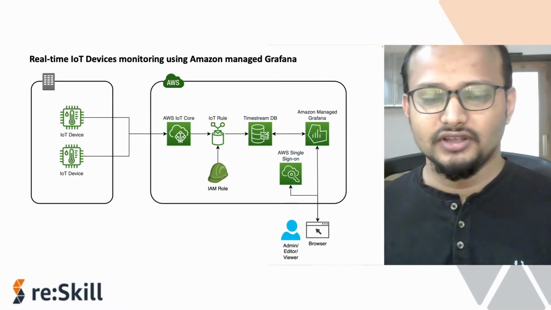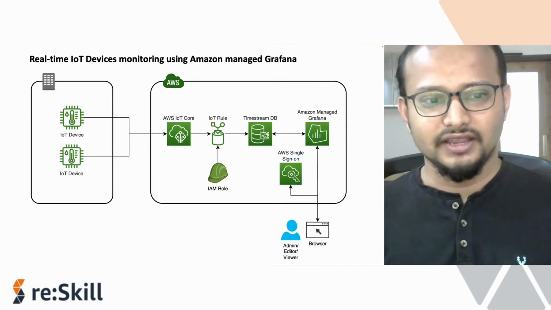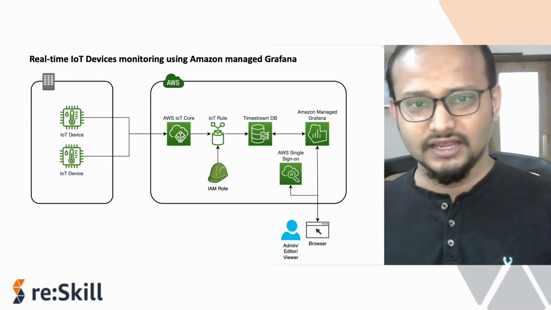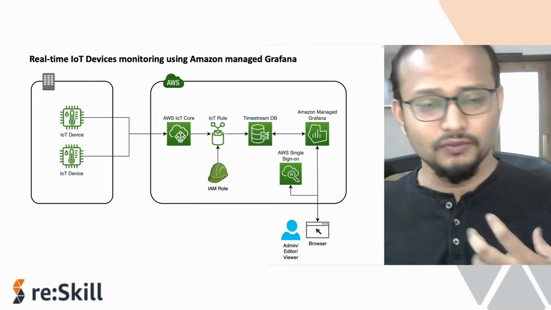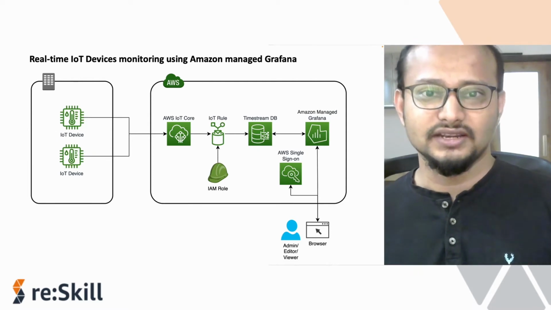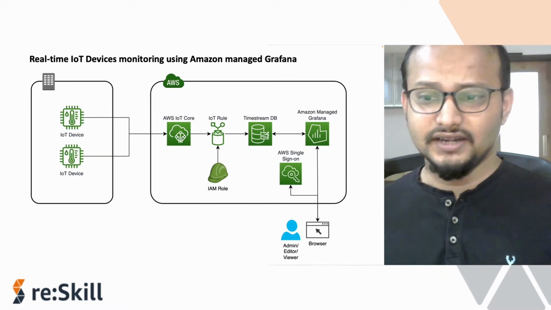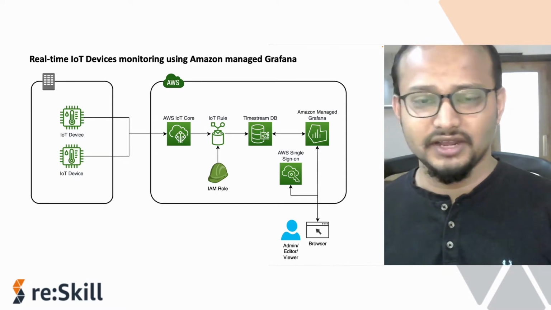but it does not work very well when we want to see real-time data. So that's where I have put together this architecture where we have IoT devices that connect and keep sending data to IoT Core, and then one of the platforms where we can visualize the data in real time is Amazon Managed Grafana.